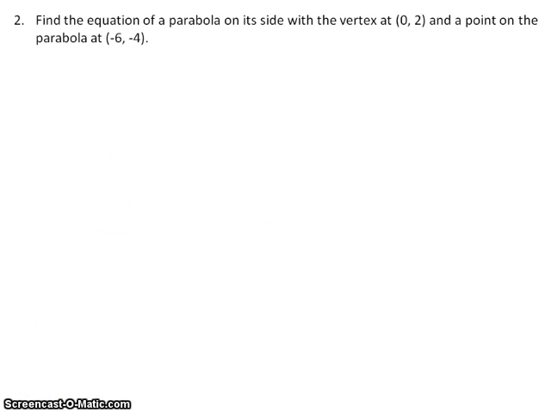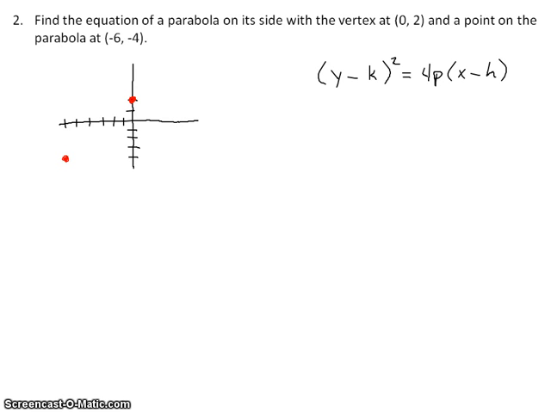Let's find the equation of a parabola on its side with the vertex at (0, 2) and a point on the parabola at (-6, -4). Okay, we know several things based off of this here. Let's get a picture and an equation. Okay, so here's the equation, and here we have the 2 points based off the given information.